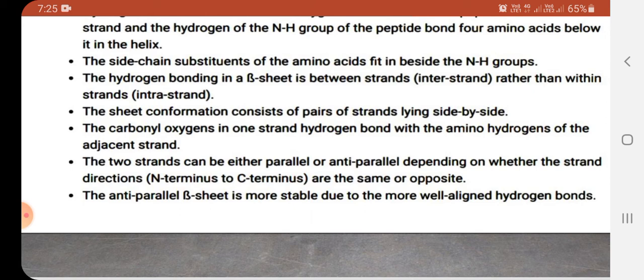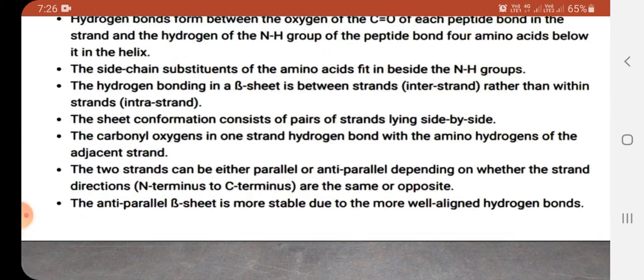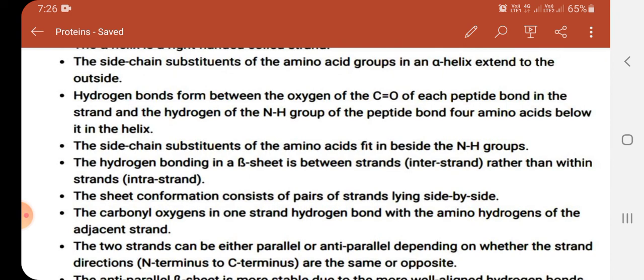Then next we discuss the beta pleated sheet structure. Beta pleated sheet structure is an extended structure in which the protein is formed of a number of polypeptide chains lying side by side. These adjacent polypeptide chains run either in opposite directions, nitrogen to carbon terminus, called antiparallel beta pleated sheet, or in the same direction, called parallel beta pleated sheet.